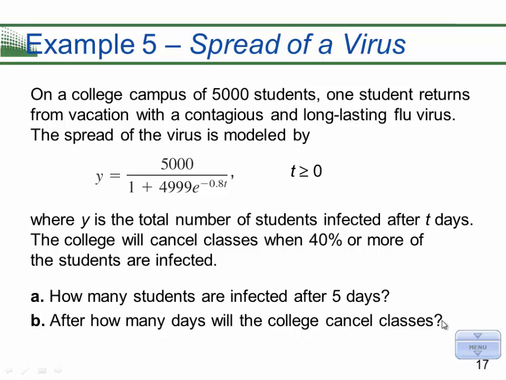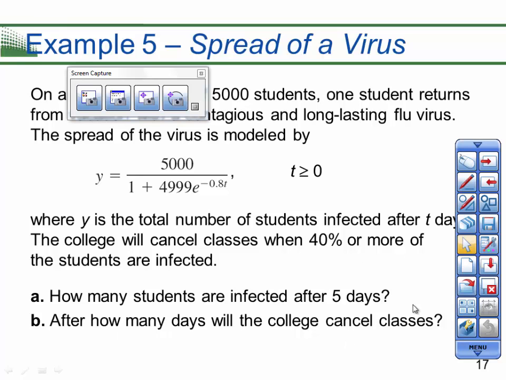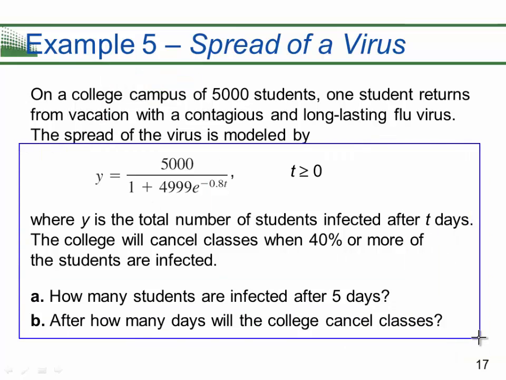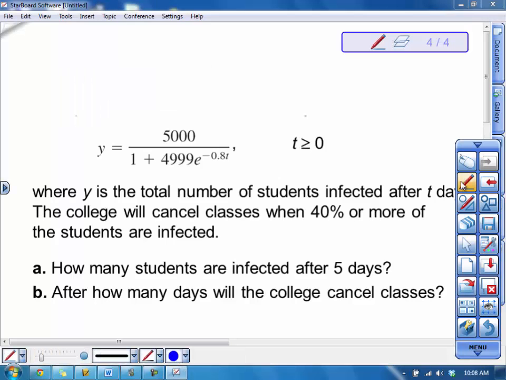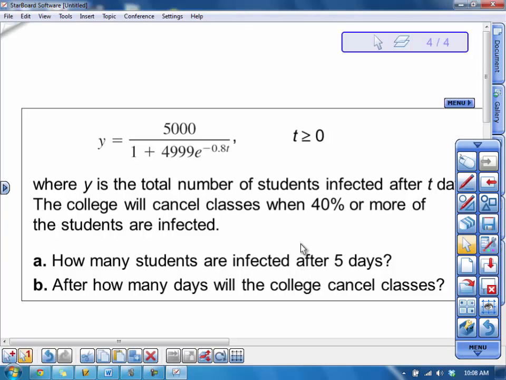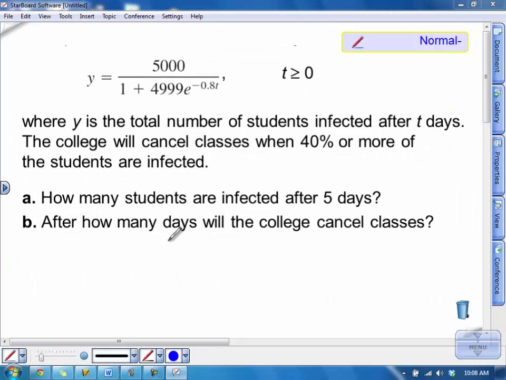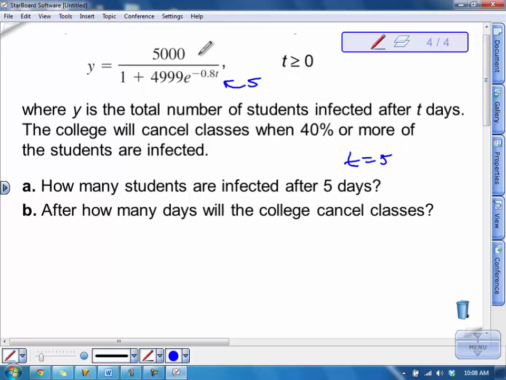Let's answer these questions then. First, how many students are affected after 5 days? So after 5 days, y is the total number of students affected, and t is the days. So we're going to plug in t equals 5 for the first one right here, and let's find out what we get for y. And then the next question is, after how many days will the college classes be canceled? Obviously, you can plug in 5 in your calculator and enter this in.